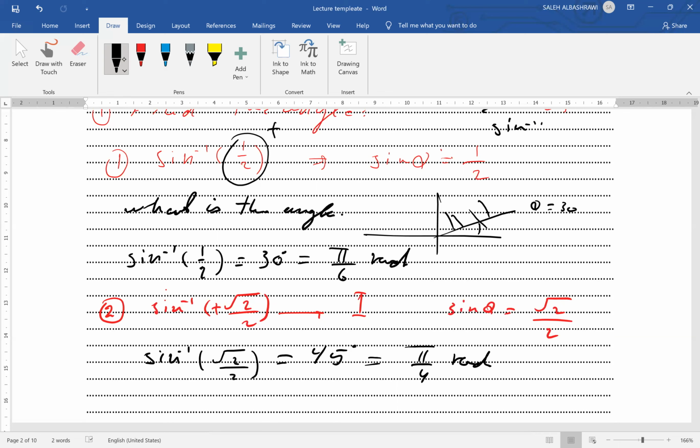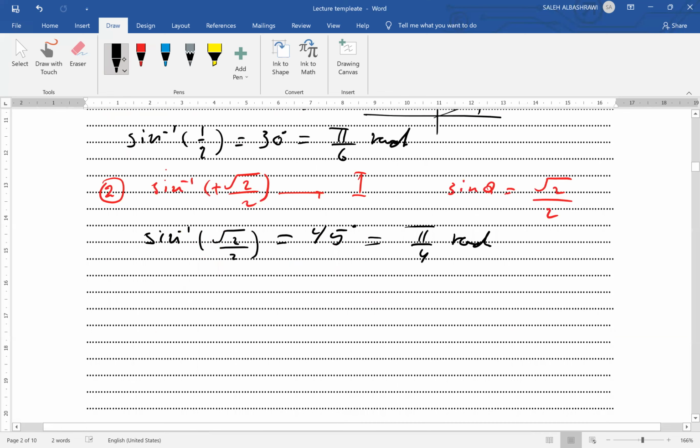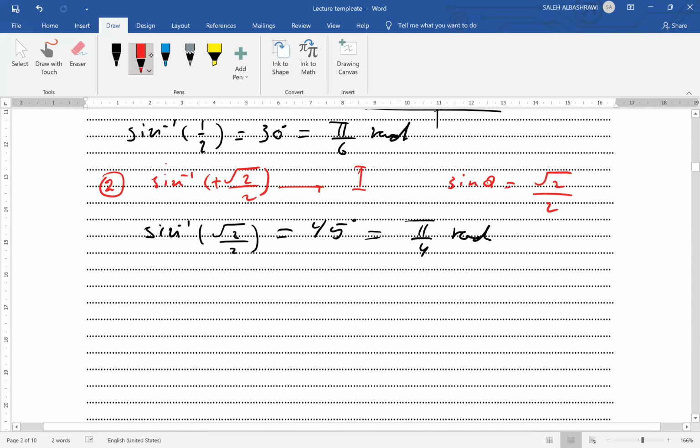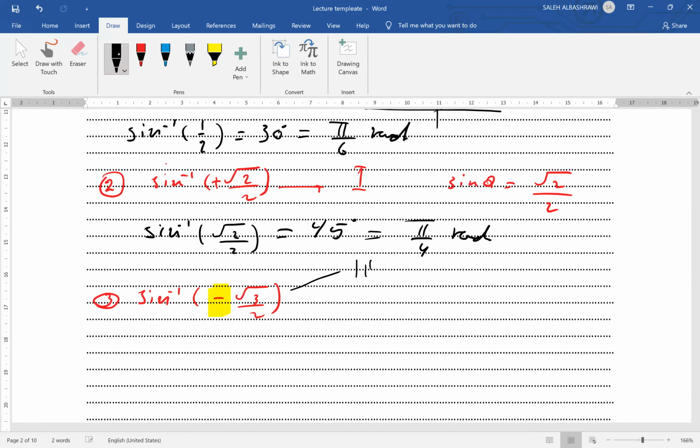Let's have one more. Number 3, sine inverse of minus square root of 3 divided by 2. Now this value is negative, and sine is negative either in the third quadrant or fourth quadrant. But sine inverse is not defined in the third quadrant.